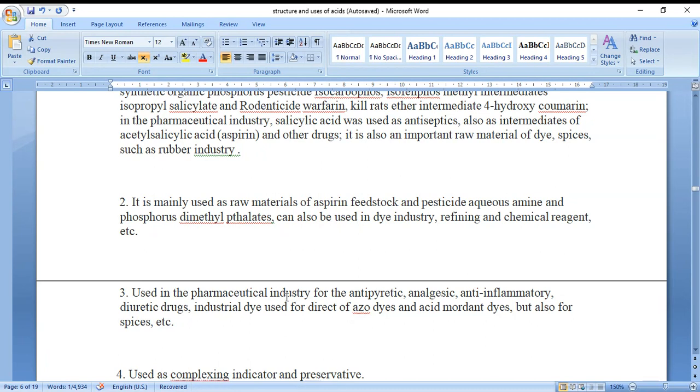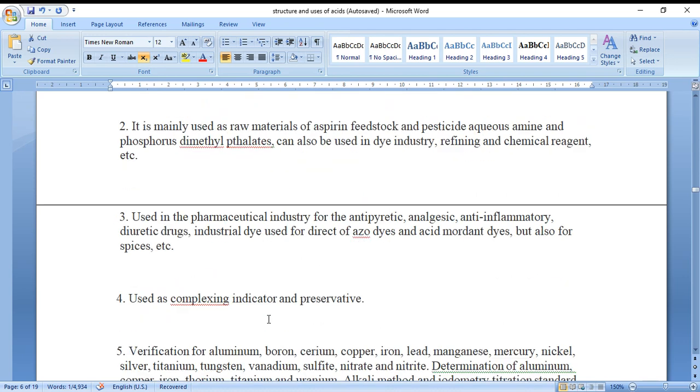It does not directly act as an antipyretic, but salicylic acid is one of the important raw materials in the preparation of acetyl salicylic acid. In turn, acetyl salicylic acid is an antipyretic, analgesic and anti-inflammatory. Because of that, it can be used for these properties. And it is also used for azo dyes, acid mordant dyes, and also for spices.